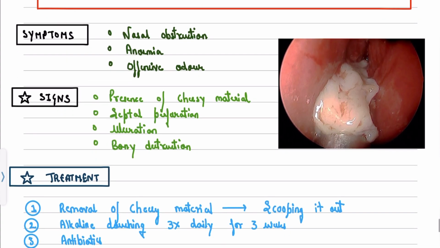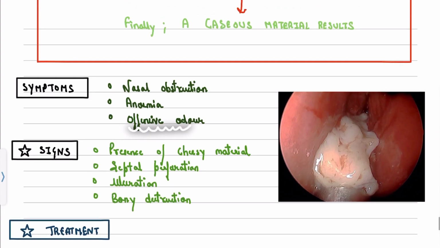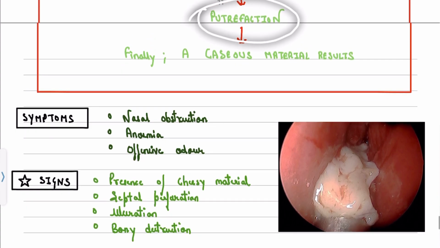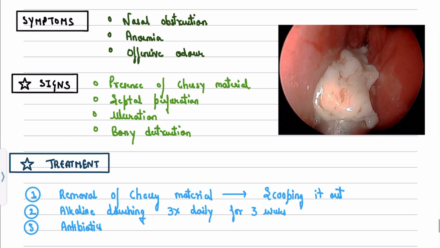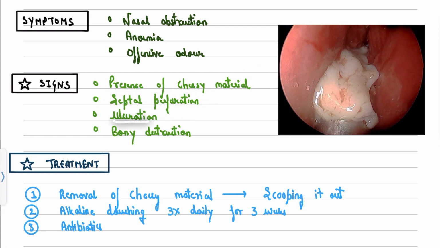Now let's discuss the signs, symptoms and treatment of rhinitis caseosa. Symptoms include nasal obstruction, of course, because of this cheesy material. We will see anosmia due to damage to the olfactory bulb and other nerves. We will see offensive odor because of putrefaction of the cheesy material. Signs include, as you can see in this image, presence of cheesy material. Sometimes in long-standing rhinitis caseosa, there is septal perforation as well. We see ulceration and finally bony destruction in later stages.